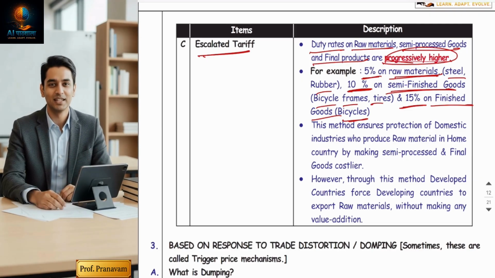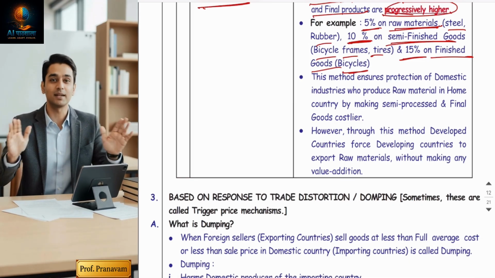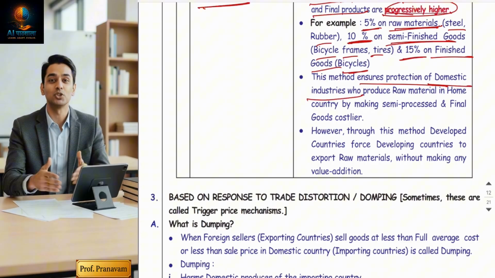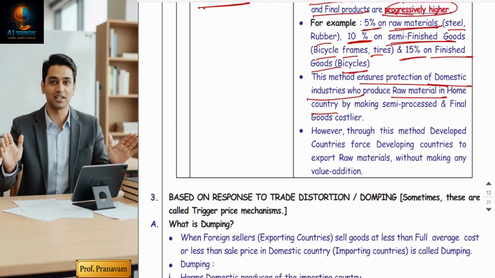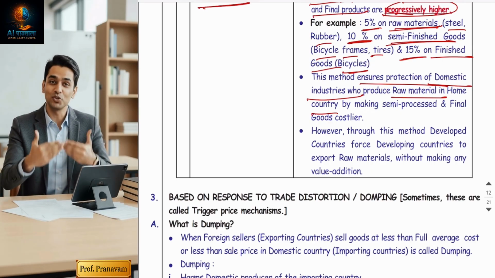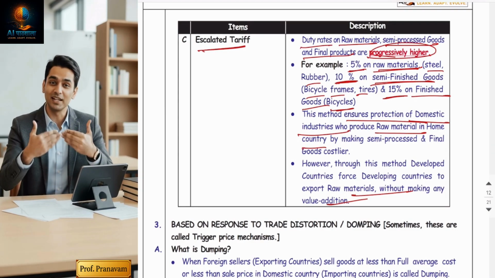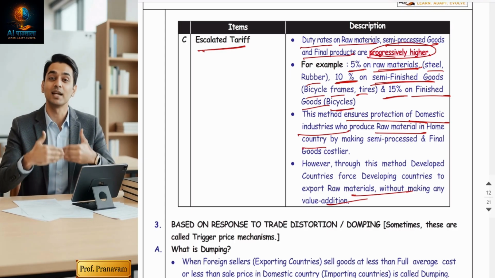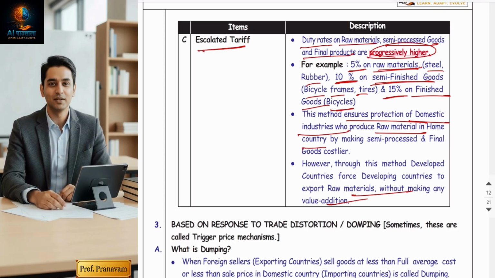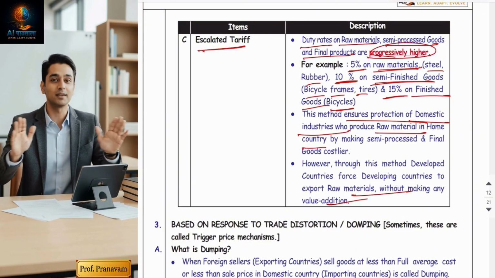Now what will be the impact of this escalated tariff? The intention is purely to ensure the protection of domestic industries which produce raw material in the home country. But it forces developing countries to export raw material and prevents value addition in those countries. This tariff is basically used when the government doesn't want finished goods to be imported from a particular country. We are compelling them just to export the raw material and the manufacturing will be done in the domestic industry. Now, this is how the escalated tariff is charged.